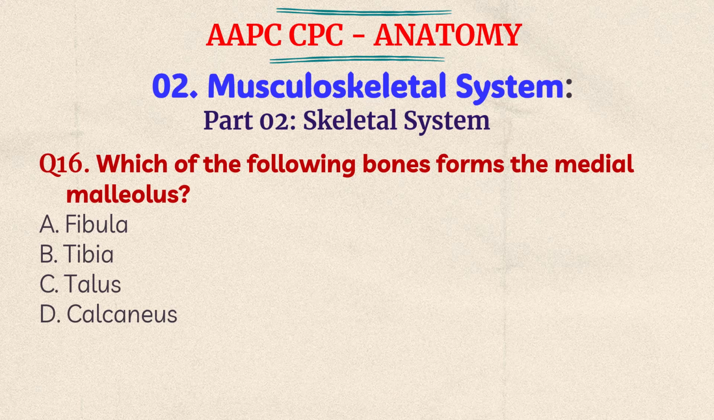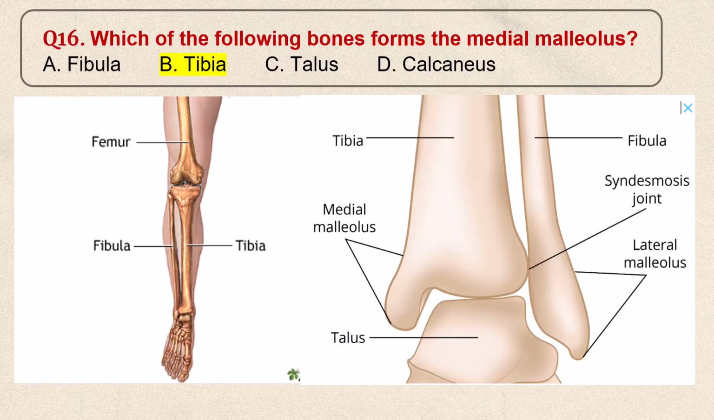Fibula. B. Tibia. C. Talus. D. Calcaneus. Pause the video and think the answer. The correct answer is B, Tibia. You can see in the picture, the medial malleolus is the prominent bony projection on the inner side of the ankle. It is the distal end of the tibia. When you see the lateral malleolus, the fibula forms the lateral malleolus.